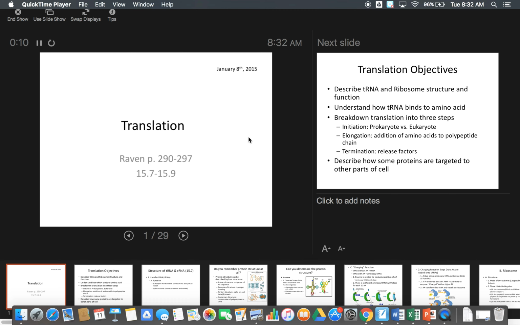Okay. Part 3 of Chapter 15. There are 4 parts to Chapter 15, and we've been talking about how information flows inside an organism from DNA to RNA to proteins. Yesterday we talked about how DNA turns into RNA through the process of transcription. We talked about ribosomes and how ribosomes are different in prokaryotic and eukaryotic cells.